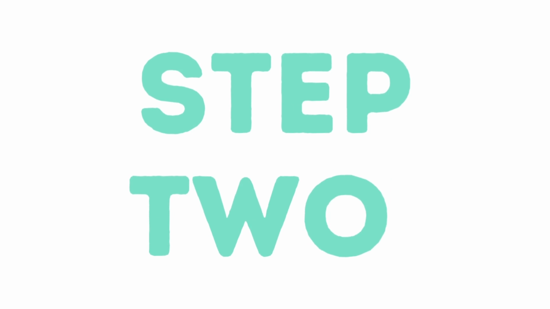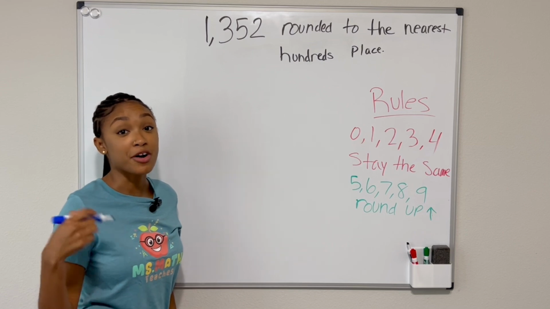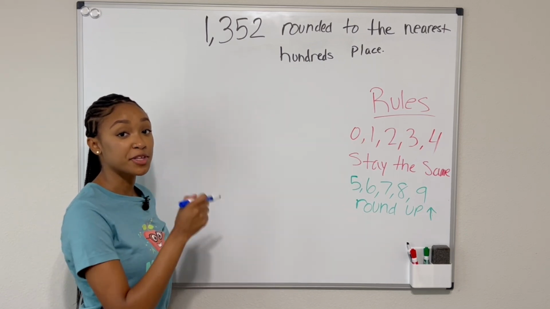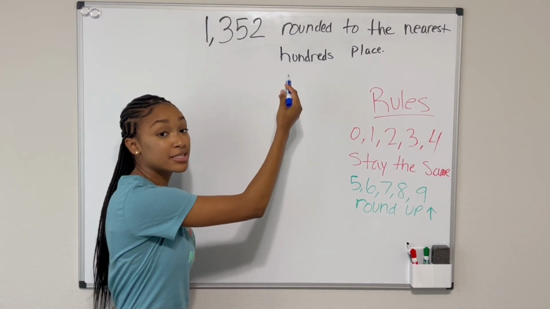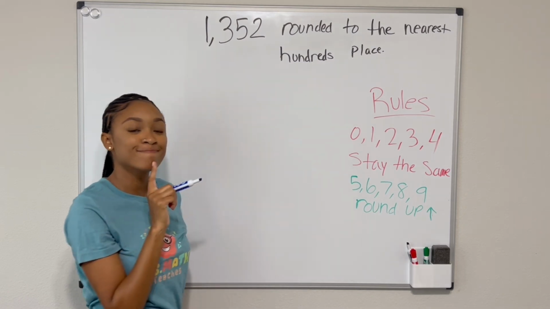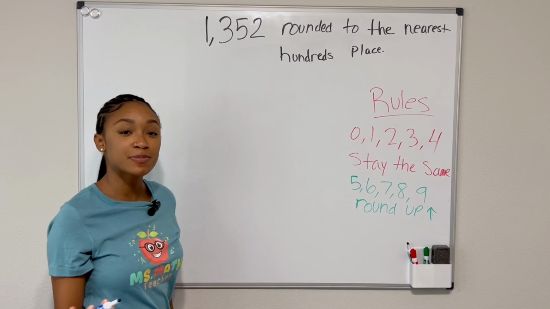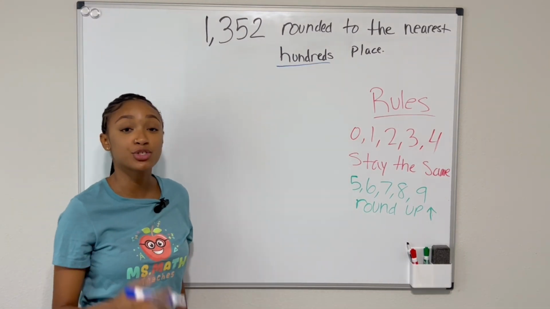For step 2, we're going to identify the number we're rounding and we're going to circle our neighbor. So in order to identify the number we're rounding, we're going to read the problem again. 1,352 rounded to the nearest hundredth place. The place value I see is the hundredth place. The hundredth place tells me that is the digit I'm going to round.